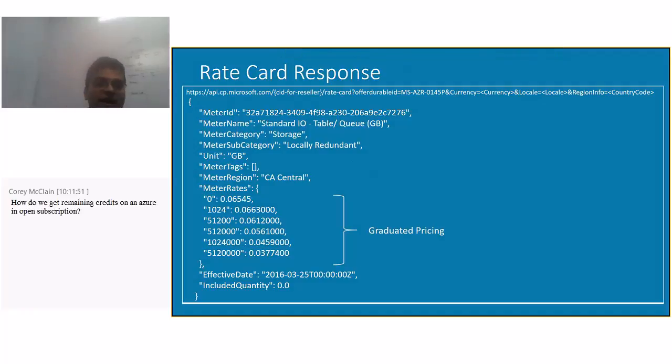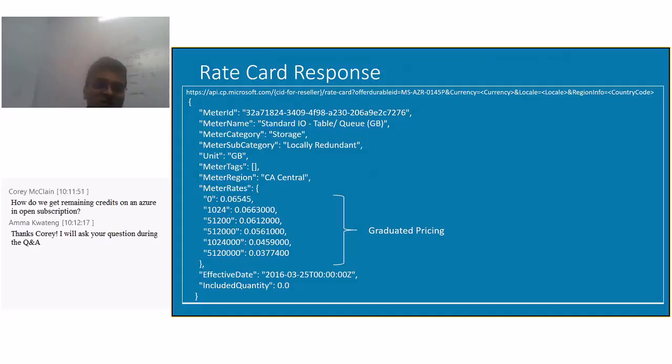So if you call the rate card API, you pass in the offer ID. For CSP, it's 145P. You pass in the currency, locale, and the region to get the localized versions. And the output, as I said, the meter ID is the GUID, the key, which is the most important in the sense that that's what you need to calculate the prices. The name, category, meter subcategory, all these are metadata, which is good for visualization. And if you're building, say, a calculator or a pricing sheet programmatically, you can use that.